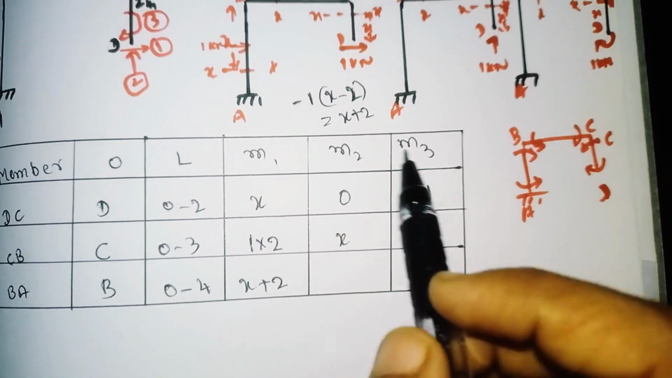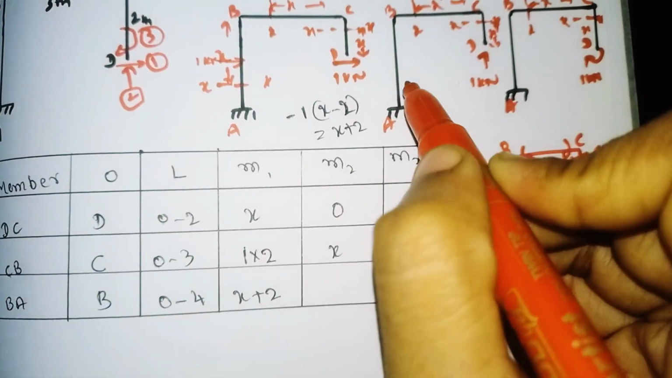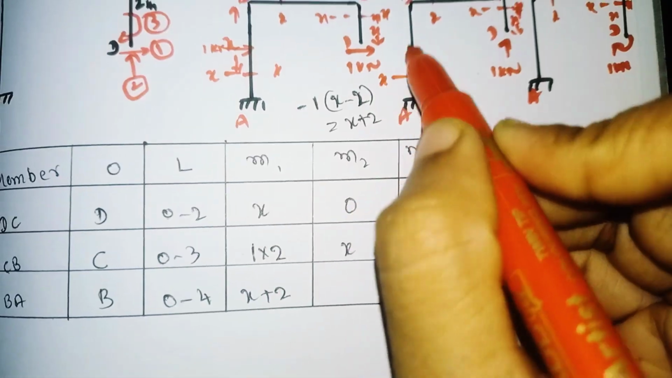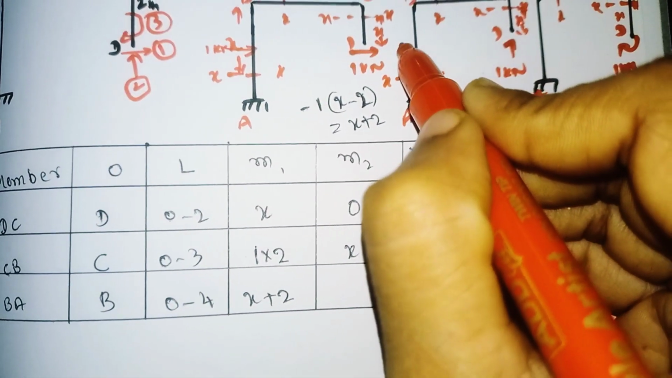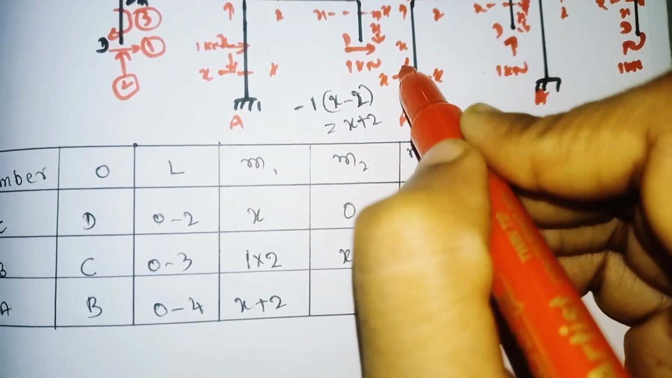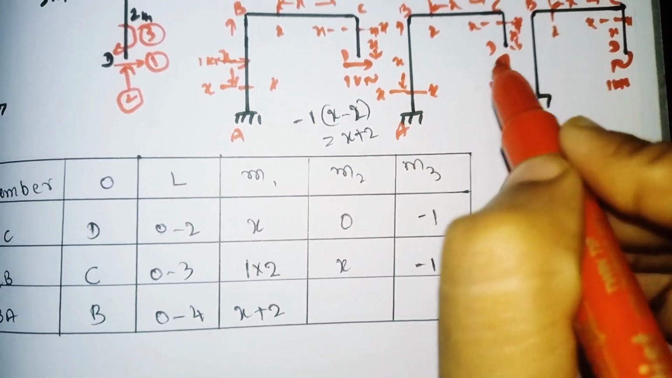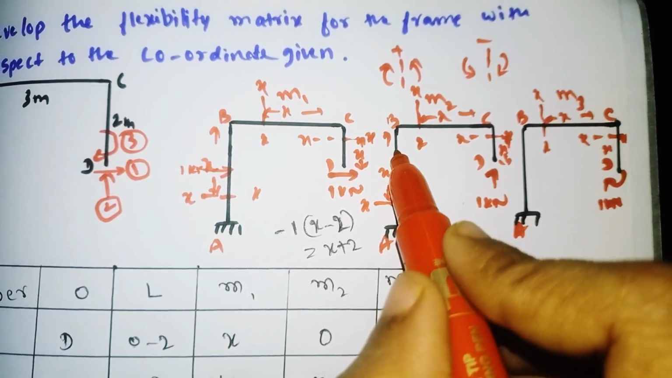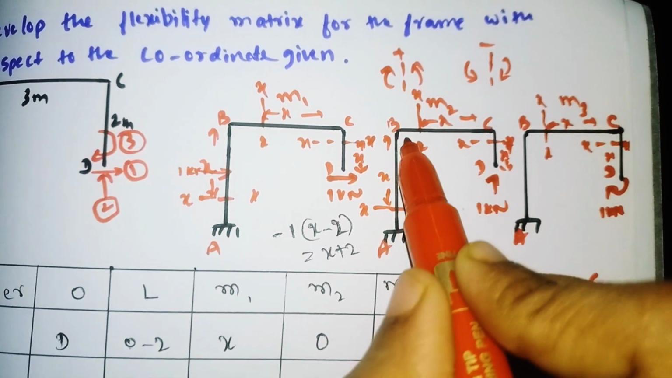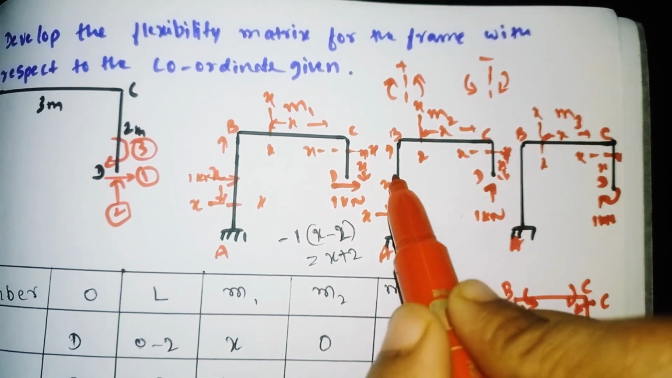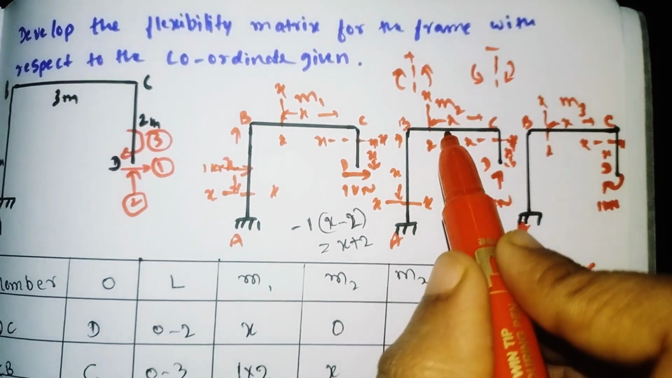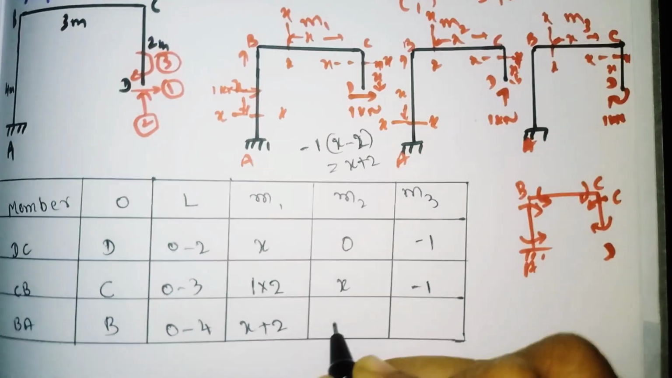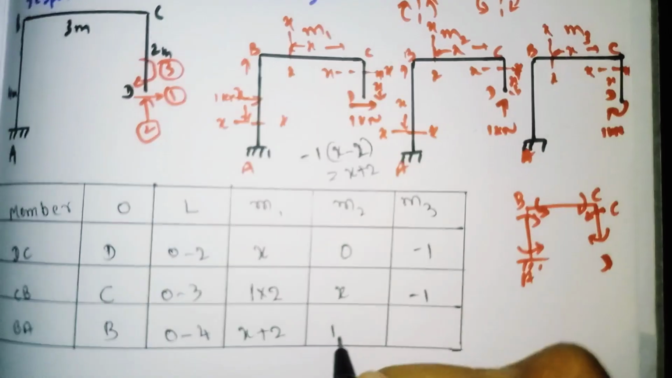Now for M2, if you cut the section at a distance of x from the origin B. For BA we have taken the origin as B. So at a distance of x from here to here, if it comes here, this 1 kilonewton comes here. So 1 kilonewton into the perpendicular distance of this member, BC acting perpendicular to this. So 1 into this distance, which is 3 meter. So 1 into 3. So M2 will be 1 into 3, that is 3.